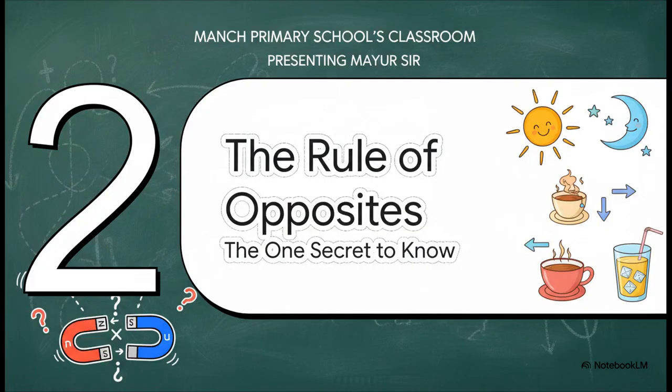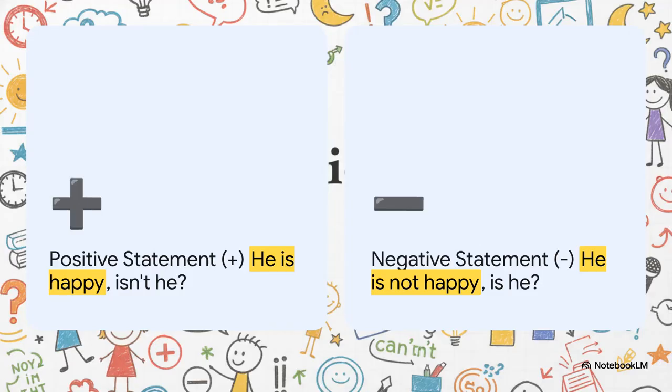Okay, listen up, because if you only remember one thing from our entire session today, make it this. This is the golden rule, the big secret. I like to call it the rule of opposites. And the best way to remember it? Think about magnets. You know how opposites attract? Well, it's the exact same idea for sentences and their question tags. So let's see how this actually works. It's super straightforward. If your main sentence is positive, like he is happy, then the tag at the end has to be negative, isn't he? And you guessed it, if the sentence is negative, like he isn't happy, then the tag needs to be positive, is he? So, positive statement, negative tag. Negative statement, positive tag. That's it. That is the heart of the whole thing.